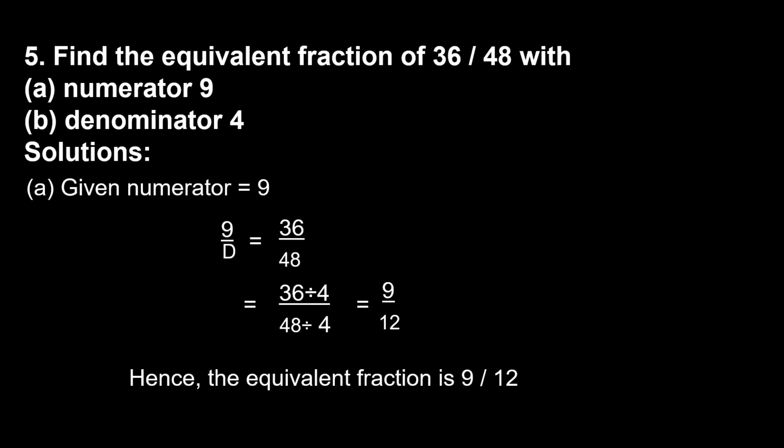So the first question, listen very carefully. 36 by 48. We should find one equivalent fraction with the numerator 9. We don't know what the denominator is. So to find the equivalent fraction, we should multiply or divide the numerator and denominator by the same number, isn't it? Here 36 divided by 4 is 9, isn't it? So we should divide 48 also by 4. So 36 divided by 4, 48 divided by 4. So what will you get? 9 by 12. So what is the answer? 9 by 12. So 9 is in the numerator, so the denominator is 12.